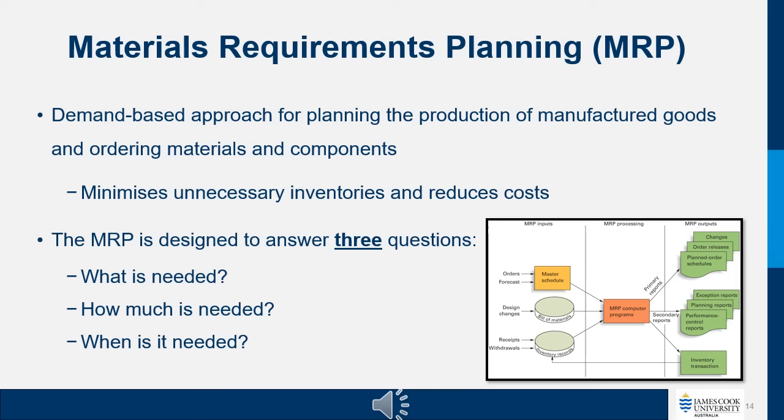Based on the answers to these three questions, MRP generates a detailed production and procurement schedule. It provides guidance on when to release production orders, when to place orders for materials and components, and the quantity required for each order. By aligning production and procurement activity with demand, MRP helps to minimize inventory carrying costs, avoid stockout, and improve production efficiency.